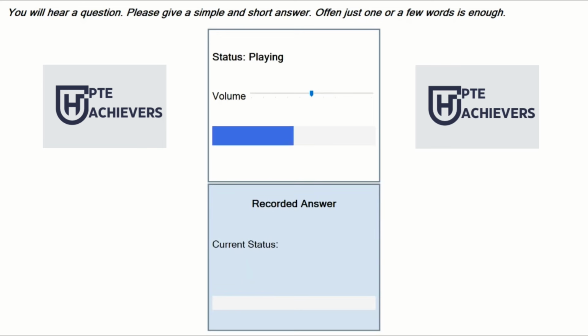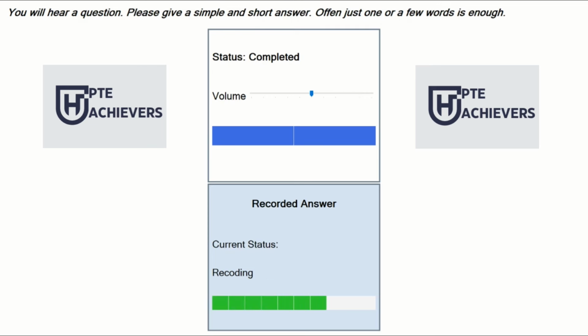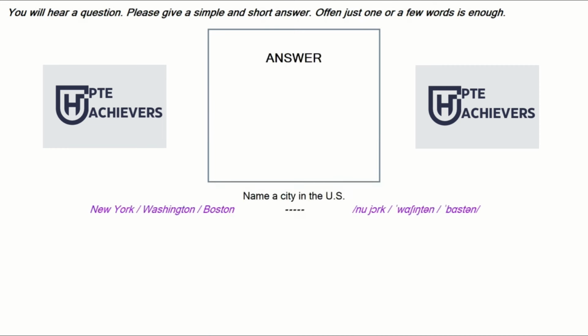Name a city in the US. New York, Washington, Boston.